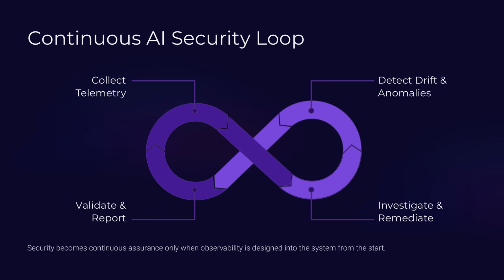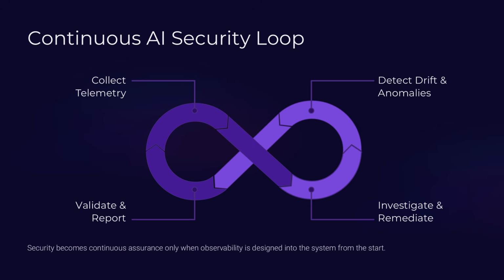A continuous artificial intelligence security loop includes collecting telemetry from inputs, outputs, and user behavior; detecting drift signals and anomaly patterns; investigating root causes using audit trails and context logs; applying remediation such as updating retrieval controls, adjusting guardrails, retraining models, or restricting access; validating improvements through evaluation and adversarial testing; and reporting outcomes to governance and leadership.